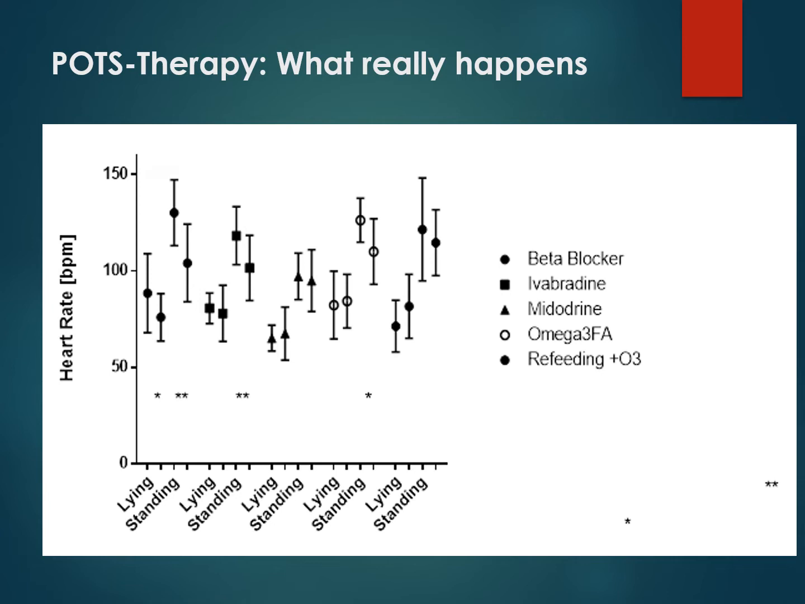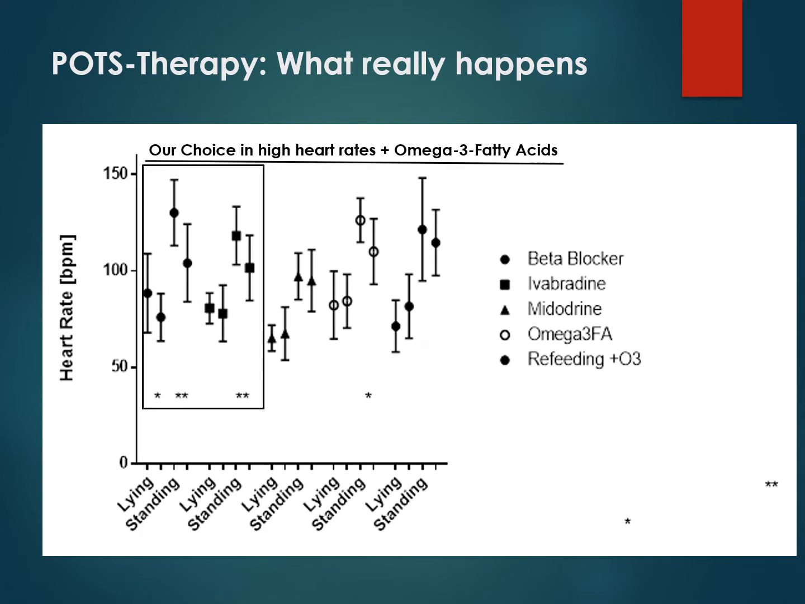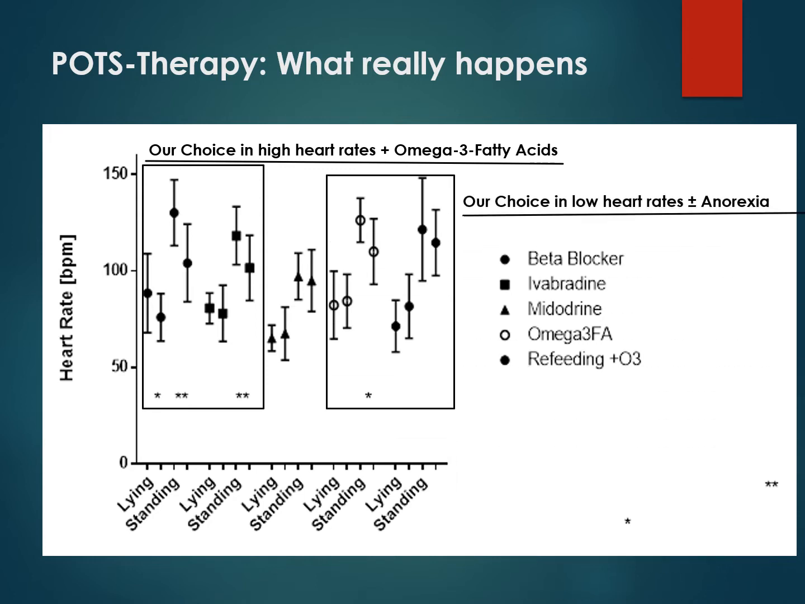a lower heart rate while lying and standing using a beta blocker, or a lower heart rate while standing using ivabradine. This is the reason why we use this therapy in patients with high heart rates together with omega-3 fatty acid supplementation. In contrast, you see a higher heart rate while lying, and a lower heart rate while standing using omega-3 fatty acids, and that's the reason that this is our choice in patients with low heart rate, for example, in patients with anorexia nervosa.